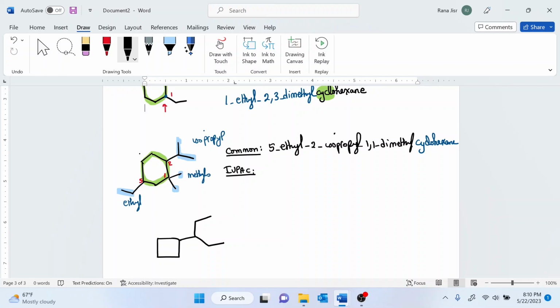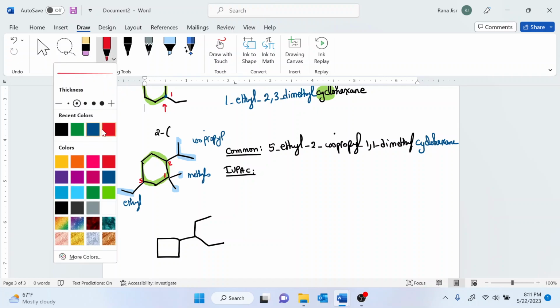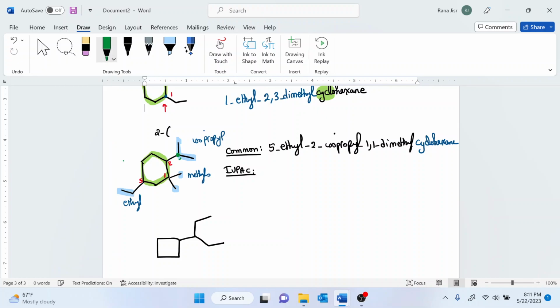Now with respect to the IUPAC, instead of naming the isopropyl in the common name, let's go ahead and name it in the IUPAC. And the isopropyl is going to be on carbon number 2. So just go ahead and open that and number the connection on carbon number 2. So let's use this color over here. So that is going to be carbon number 1. And this is going to be 2. And on 1, I have a methyl. So that is going to be 2, 1 methyl, ethyl.